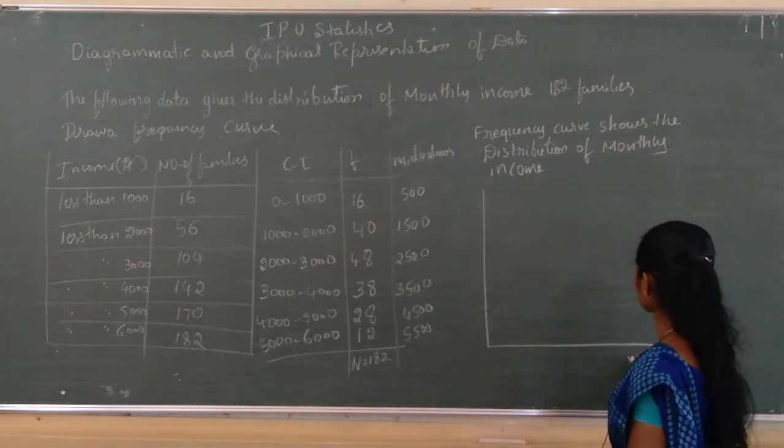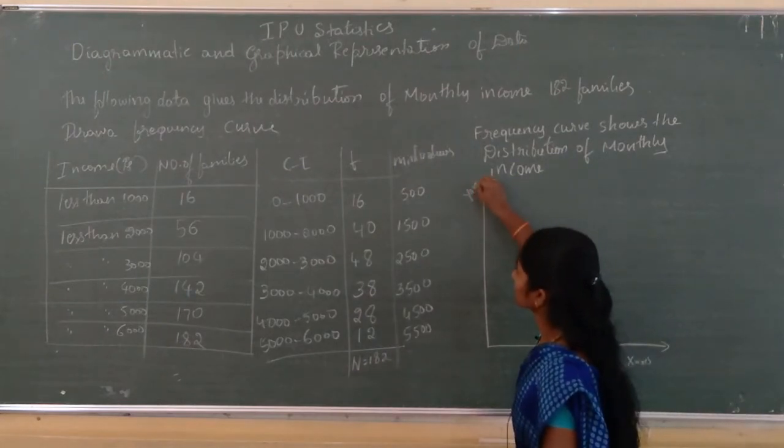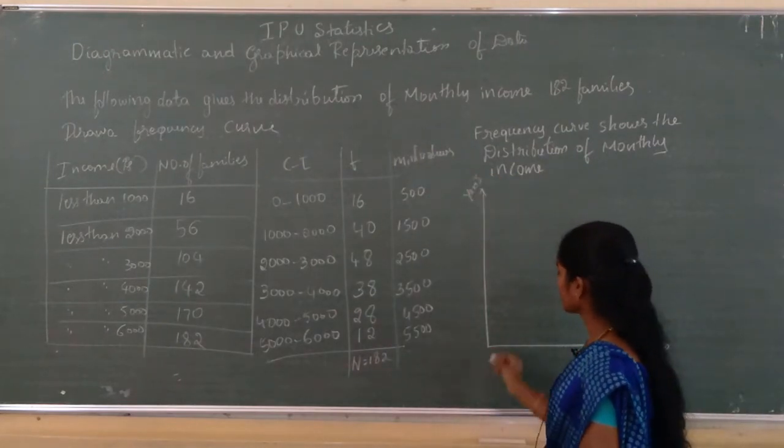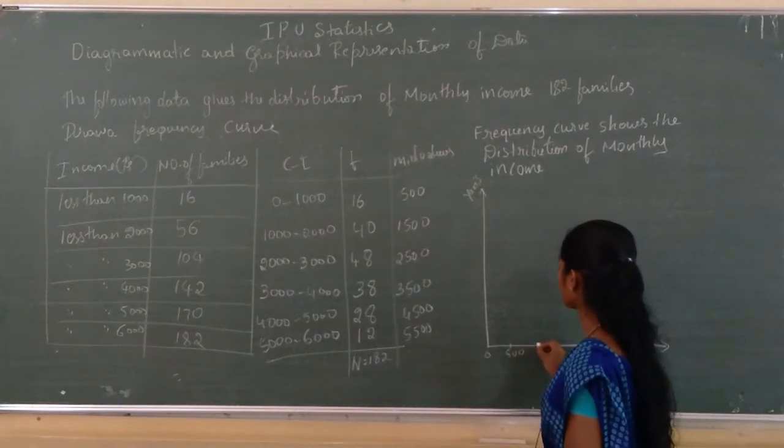So this is x axis and this one y axis. Here 0, we will take from 500 only.